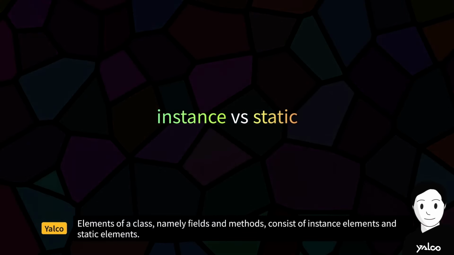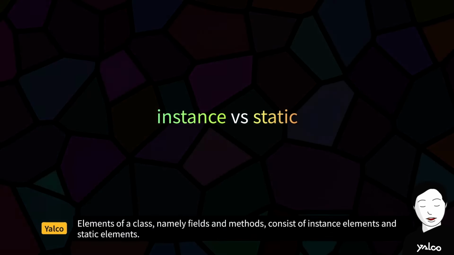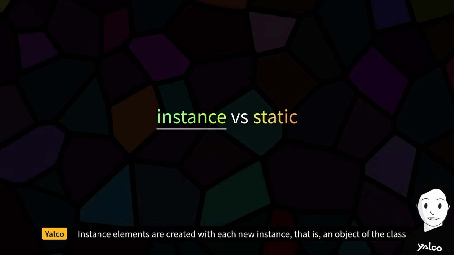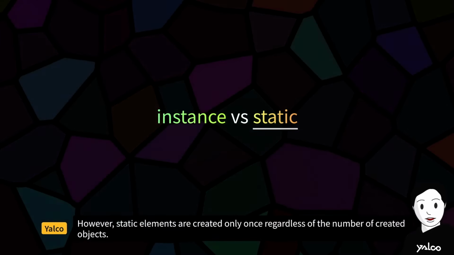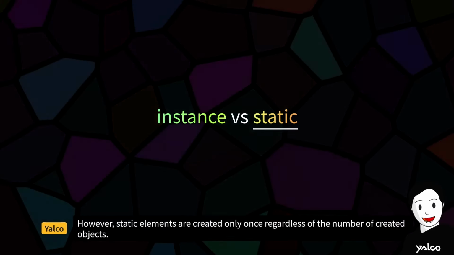Elements of a class, namely fields and methods, consist of instance elements and static elements. Instance elements are created with each new instance, that is, an object of the class, and they take up memory space. However, static elements are created only once, regardless of the number of created objects.